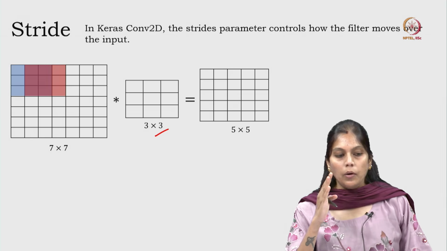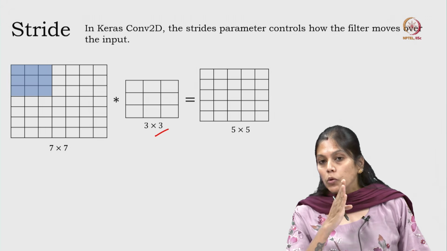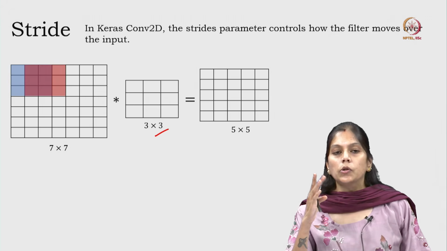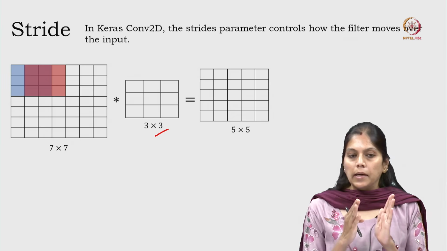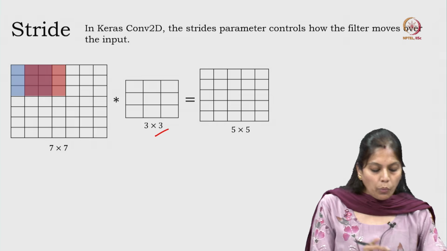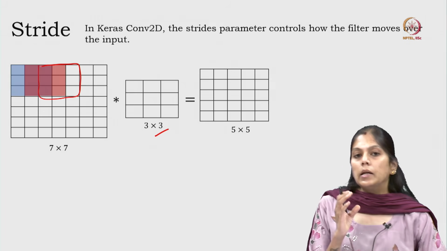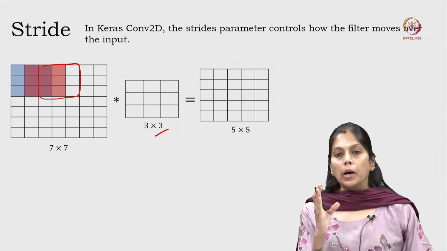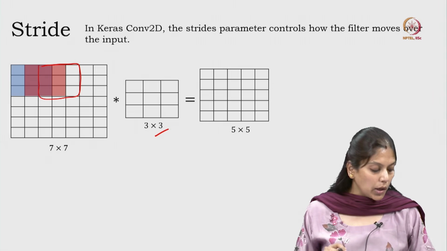Now, once you perform a convolution operation, you have to stride it. So, now the stride here is 1. What exactly is a stride? When you move, you will now be considering this part of the image. So, stride is a parameter which controls how the filter has to move over an input image.